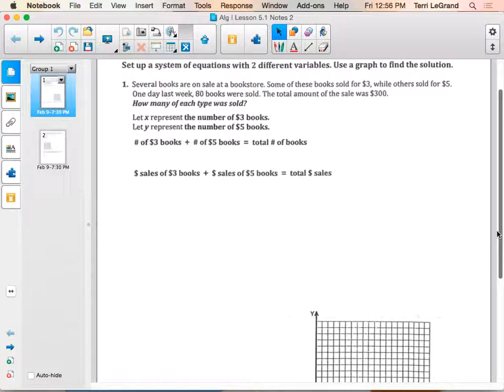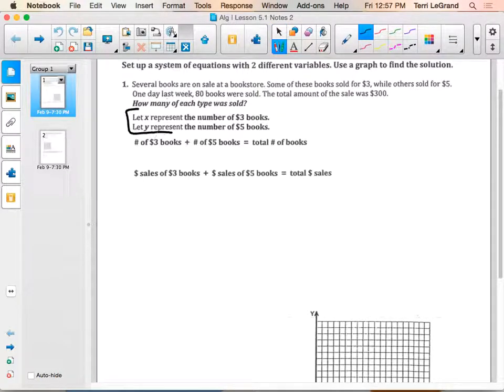So typically, after you read through the problem, when there's that question at the end, that question will kind of lead you into what are the things that are unknown in this? What are the things that can change? So it says, how many of each type were sold? So notice what I did. I already picked what our variables are going to represent. So would you put a box around that, please? The things that can change in this problem, the unknowns, are how many $3 books did they sell and how many $5 books did they sell?